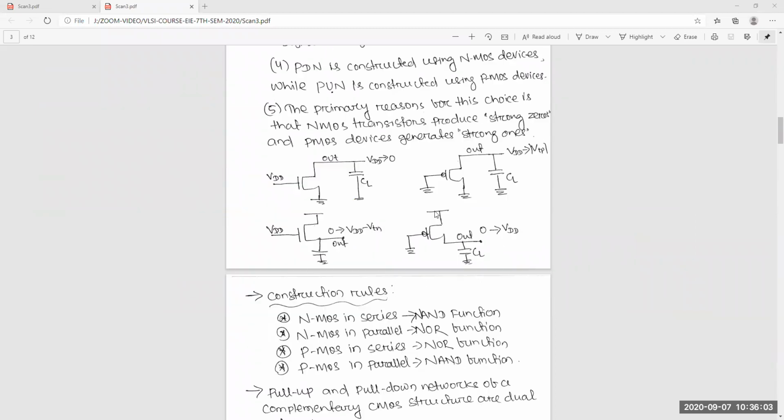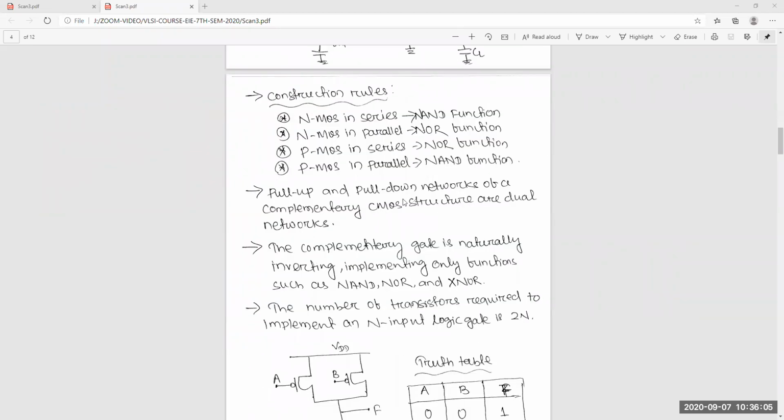So now, what are the construction rules? There are a few construction rules. First, the pull up devices will be connected to VDD and the pull down devices will be connected to ground. These are nothing but the PMOSes, and these are the NMOSes.